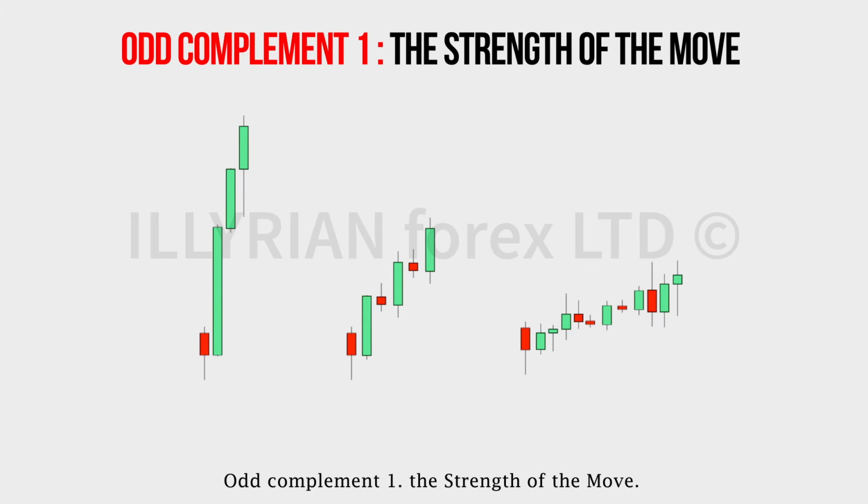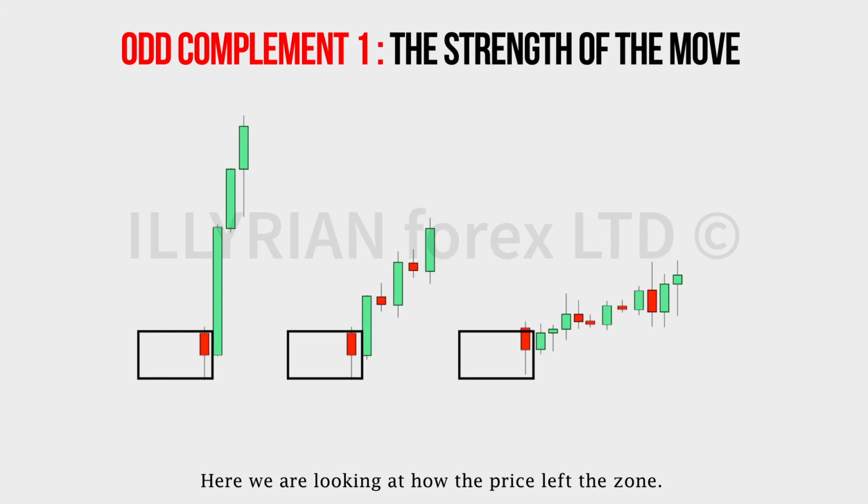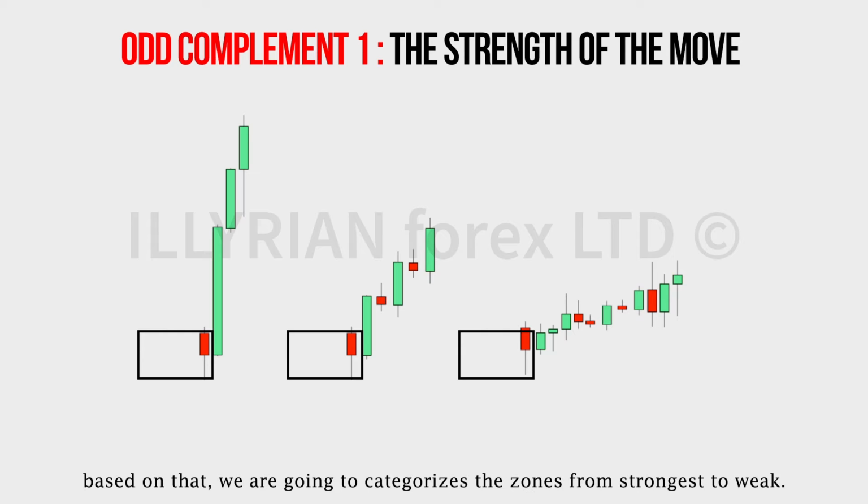Odd complement 1: the strength of the move. Good supply and demand zones have a strong move out of the zones. Here we are looking at how the price left the zone. Did the price leave with strong large candles or many small candles? Based on that, we are going to categorize the zones from strongest to weak.